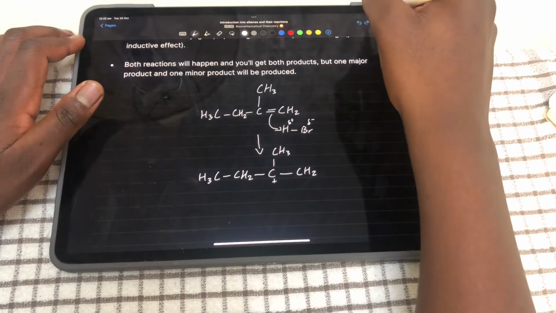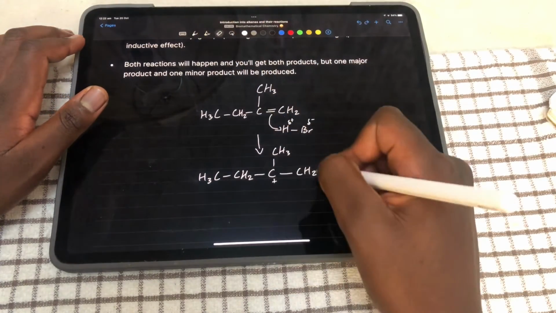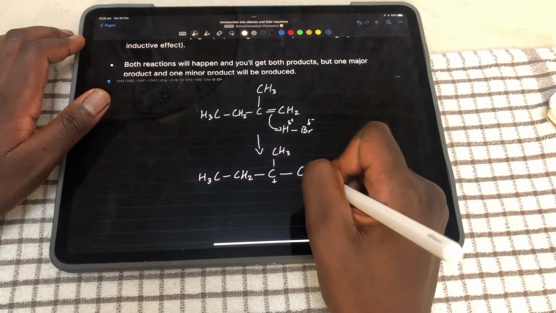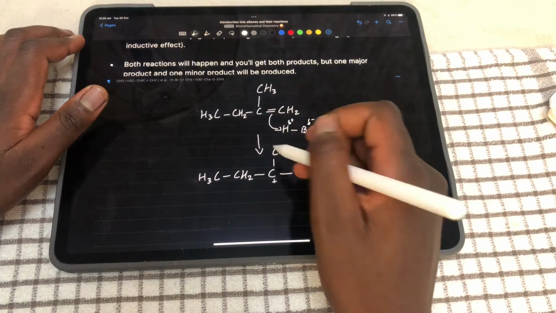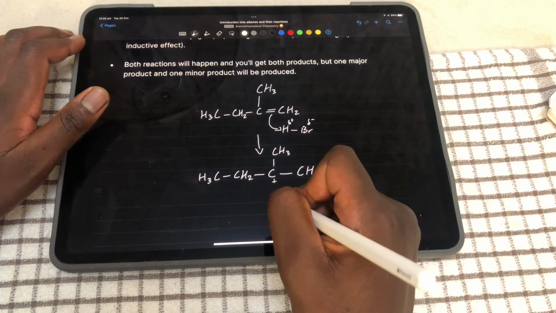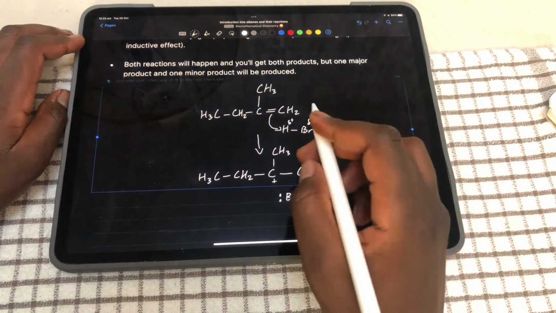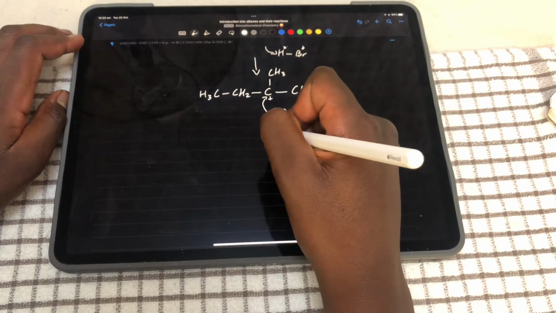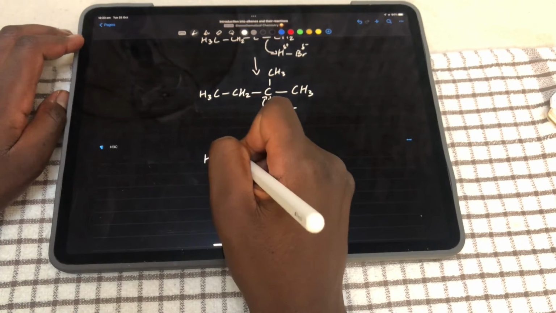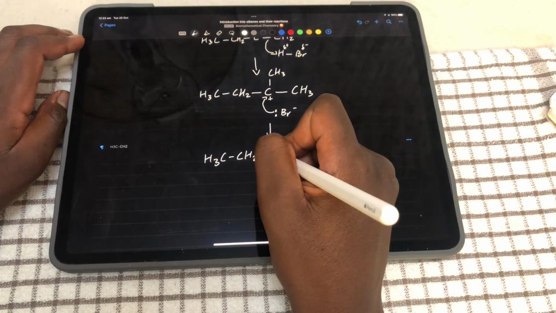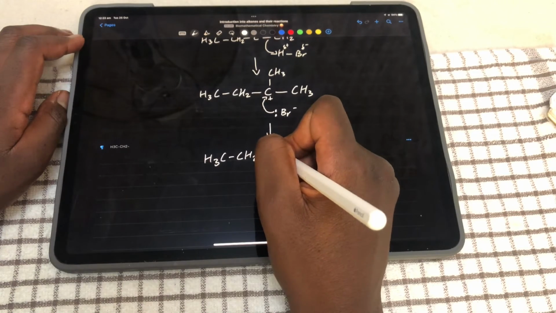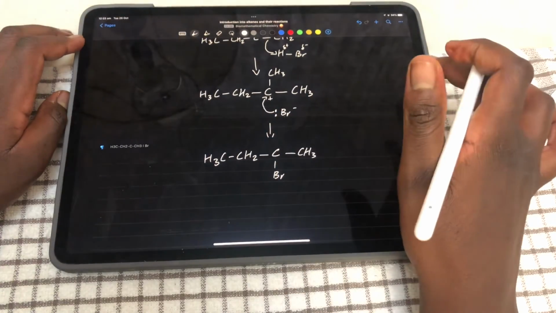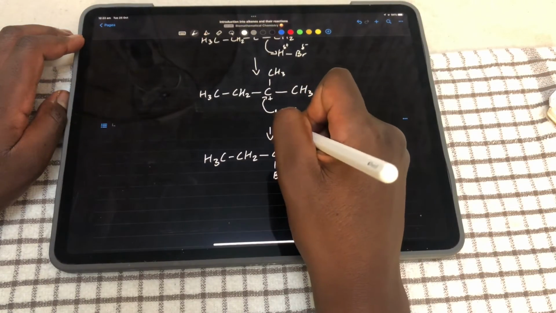So your hydrogen would be bonded to this carbon here, forming a methyl on this group, and then your bromide, and then you form your product. This is your major product. Your major product will be 2-bromo 2-methyl butane. Yes. Your major product is this.